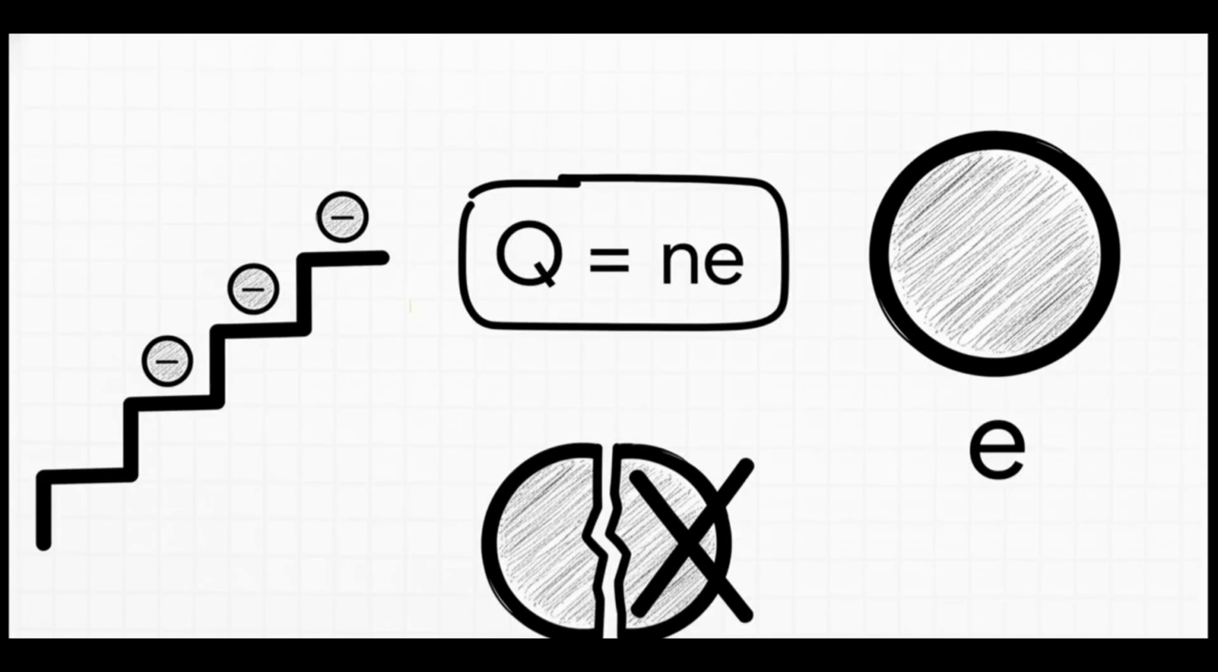Okay, if there's one rule you really need to lock in for your exams, it's this one: quantization. The total charge, which we call Q, on any object is always a whole number n multiplied by the charge of a single electron, e. You can have one electron, you can have a million electrons, but you can never, ever have half an electron.